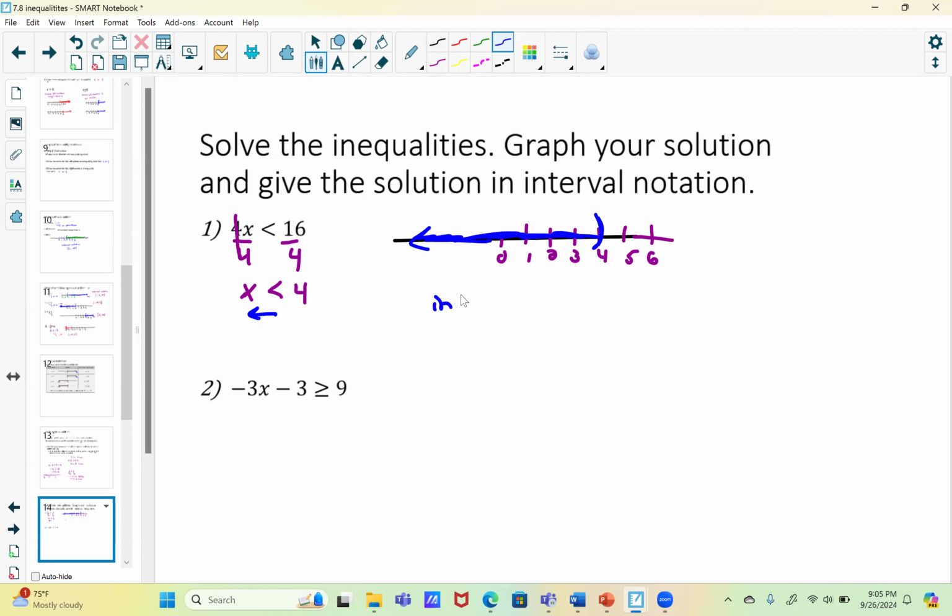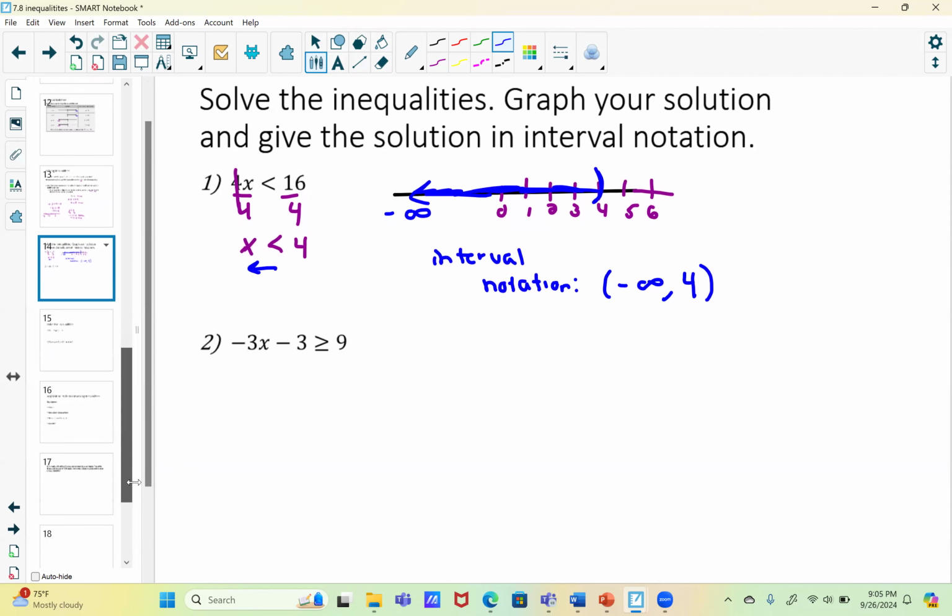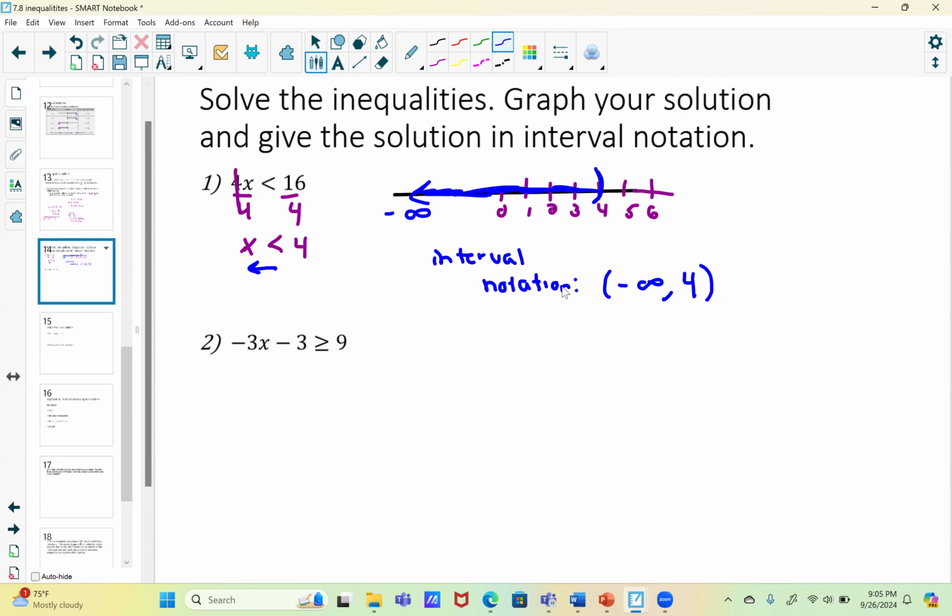So I'm going to do parentheses at 4 and then shade to the left. And then if I want interval notation, I am going to the left. So I start to the left. To the left, if it keeps going, it's negative infinity. So we put parentheses, negative infinity, comma, we're stopping at 4. Then we put parentheses, and that's my interval notation. And we're going to do that for each inequality. We're going to solve it, graph it, and then do interval notation.